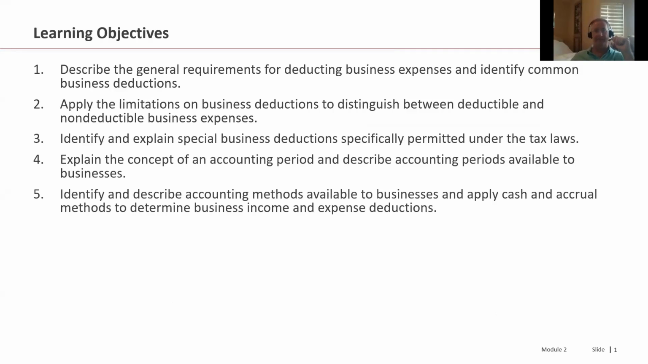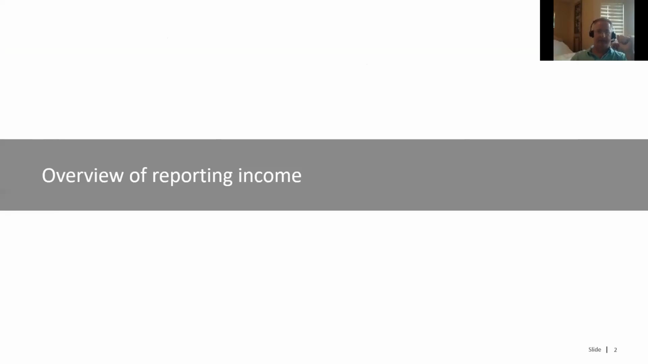So we're going to talk about business expenses and business deductions. That's actually pretty straightforward. We're going to talk about what limits there might be on those. Unfortunately, there aren't too many. We're going to talk about whether there are any special business deductions, and there is one, and we're going to spend a lot of time on it, and it's not in your book. So make sure you pay attention to that part. We're going to talk about accounting periods and methods, and let's get going.